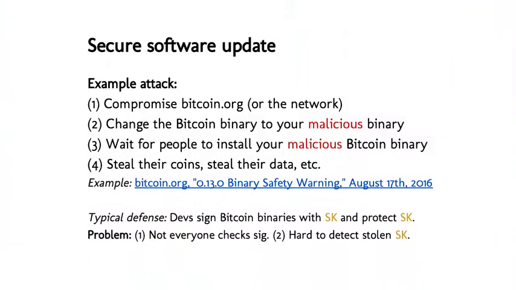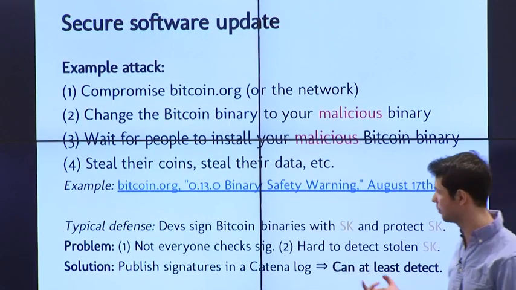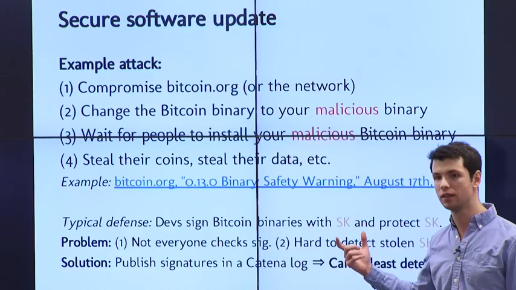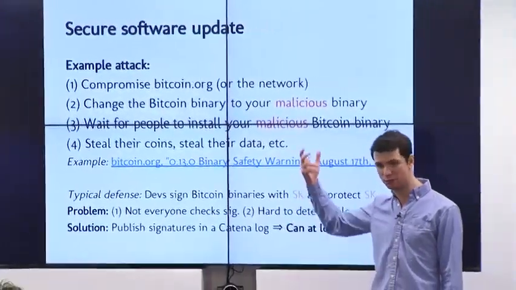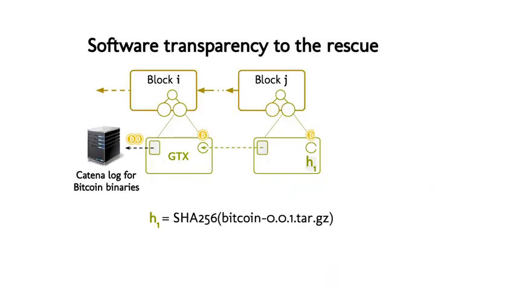Does that make sense? So a solution, of course, is to publish these signatures of Bitcoin binaries in a Catena log. So now if there's a malicious binary being published by a state actor, people won't accept that binary unless it's in the Catena log, which means people and the Bitcoin devs will see the same binary. Right? So let me show you what I mean with a picture.